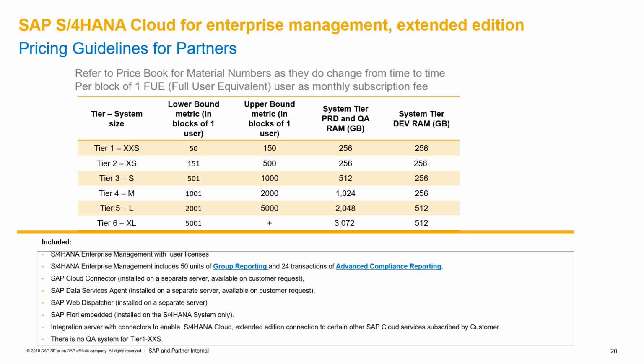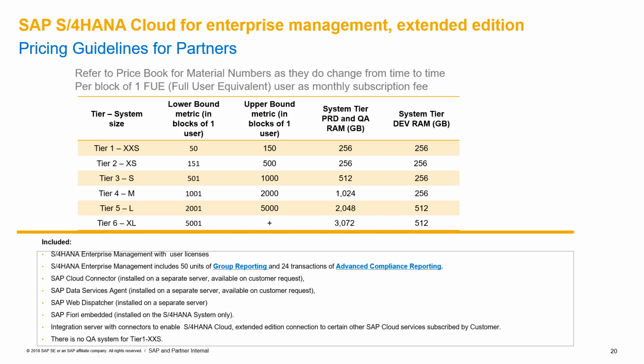Then we see what is provided in terms of infrastructure. We have a system tier for prod and QA, and then we also have a system tier for dev. And we provide what is provided to the customer in gigabytes of RAM.